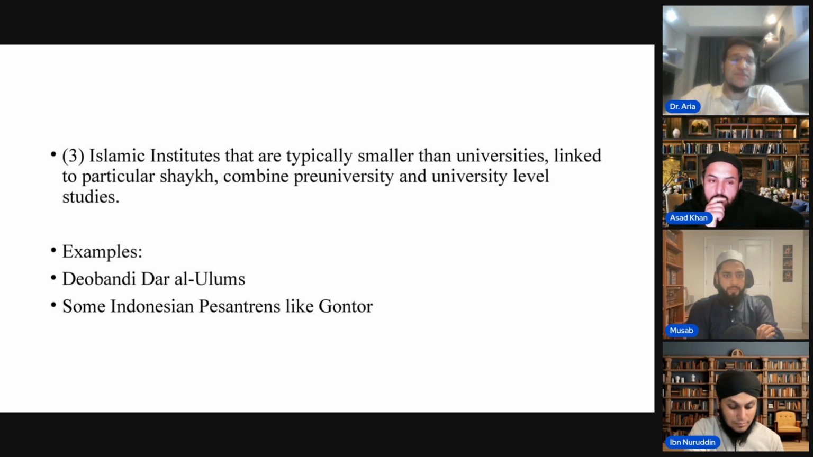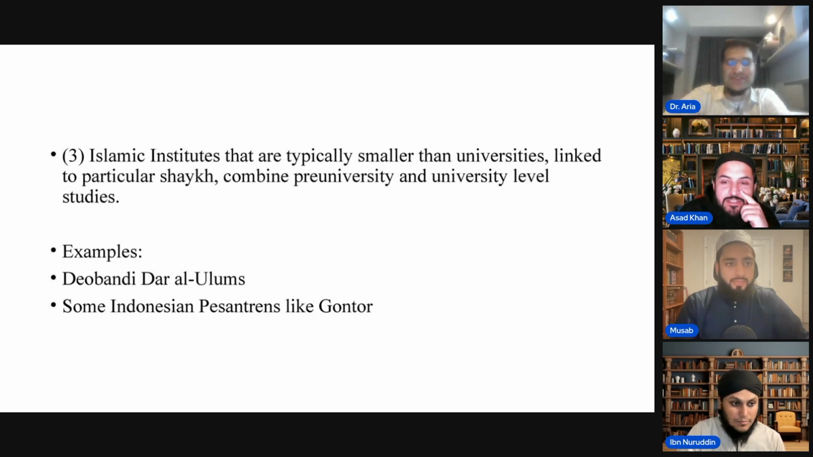Some examples of this, you find this among Darul Ulooms, like Deobandi Darul Ulooms. You also find these among Indonesian pesantrens, some Indonesian pesantrens. So of all the different models, this is the closest to the pre-modern model, but there are still differences as well. Okay, so that kind of sums up the slides, and we have a little bit of time if you have questions.